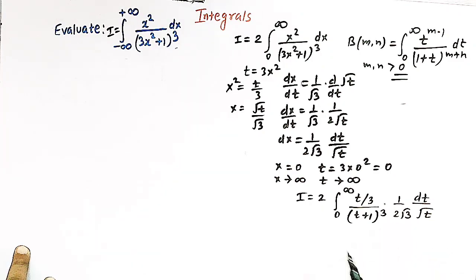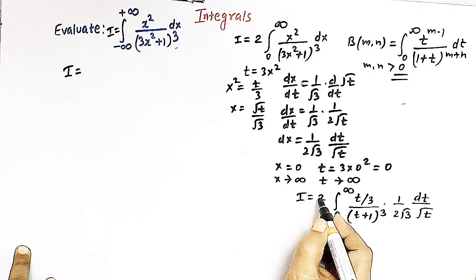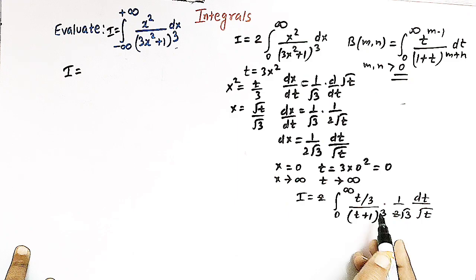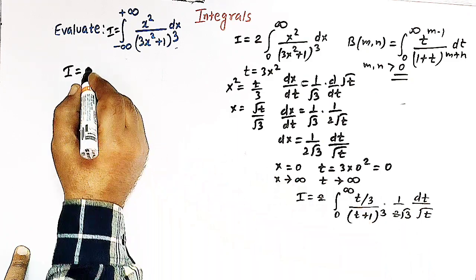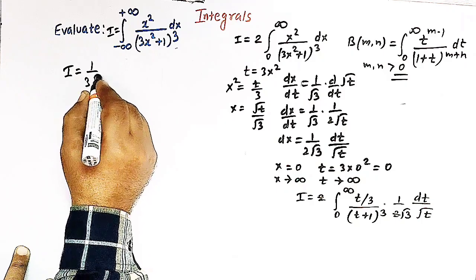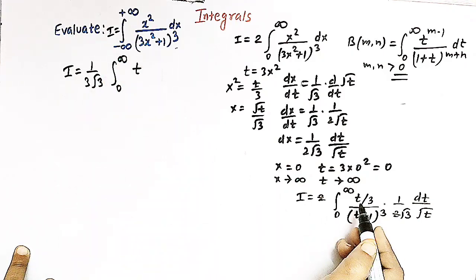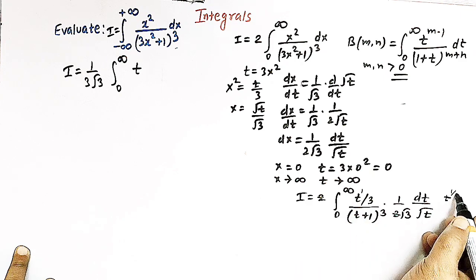So now let us simplify it. So we have I is equal to, this 2 and this 2 get cancelled. So we can now write 1 over 3 root 3 outside the integral. So we have 1 over 3 root 3. Then we have 0 to infinity. Then here we have t raised to 1. And here we have t raised to half.